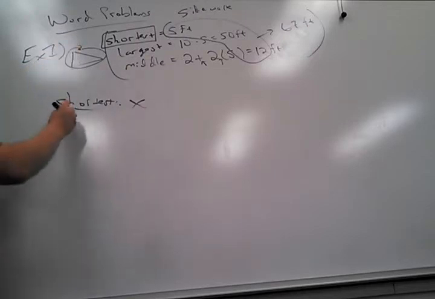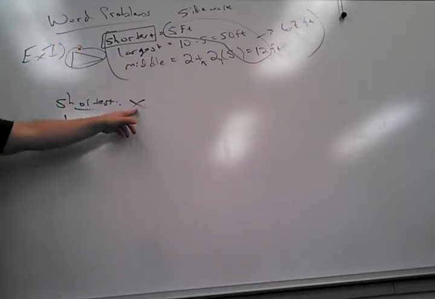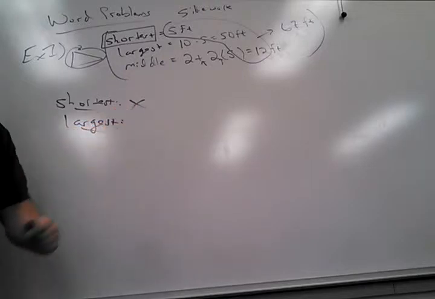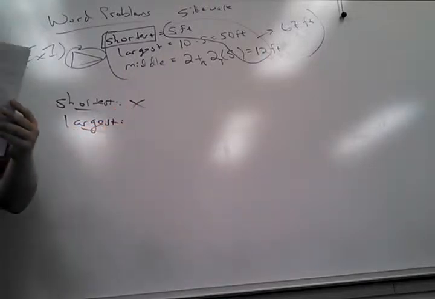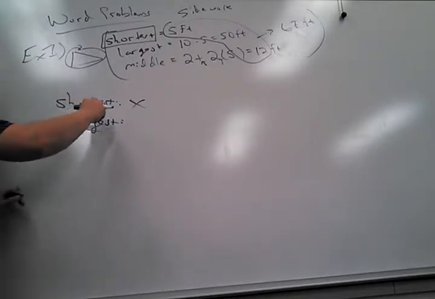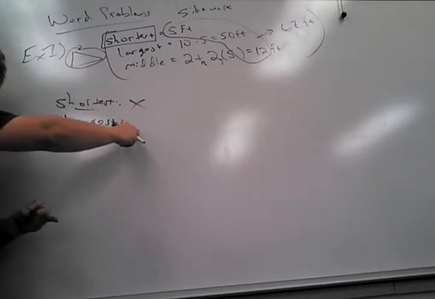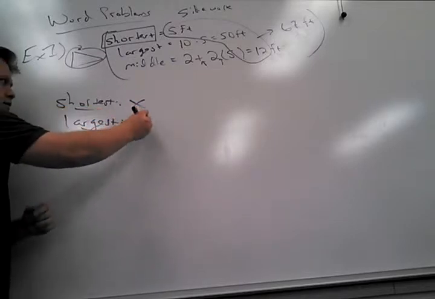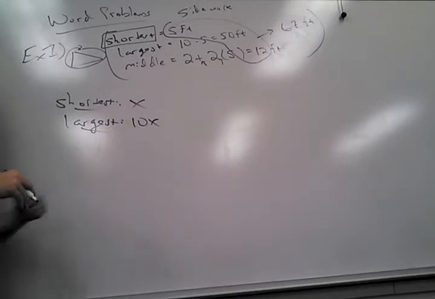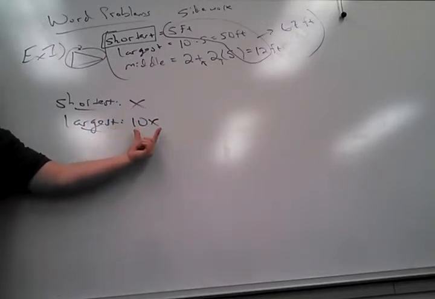So what about the largest? What would it be now? How does the largest relate to the shortest? What is it in words? The largest is 10 times as large as the shortest. And now that I've called the shortest x, the largest is 10 times that. So the largest must be 10x. Whatever the shortest is, the largest one is 10 times that.